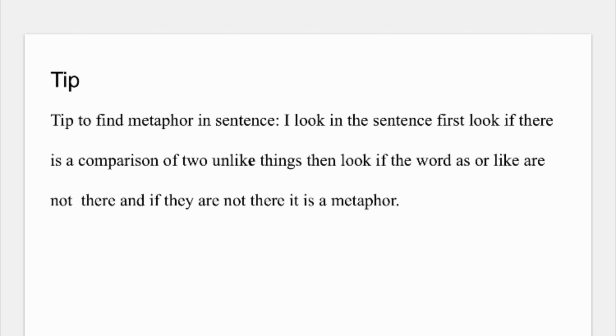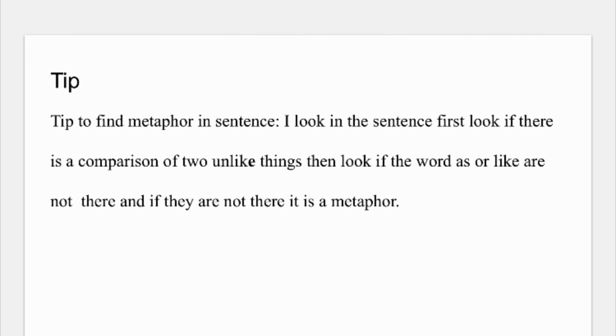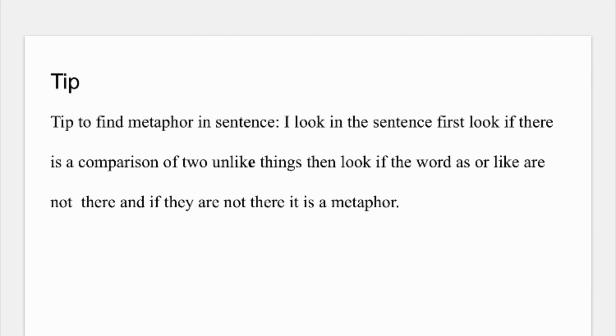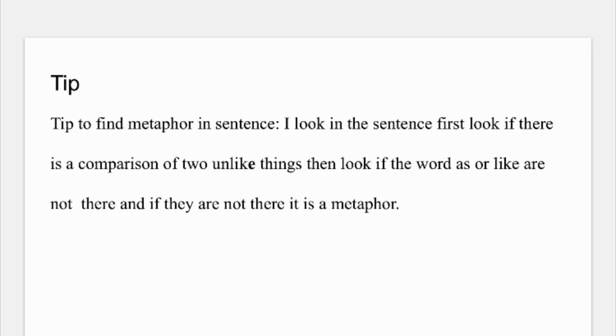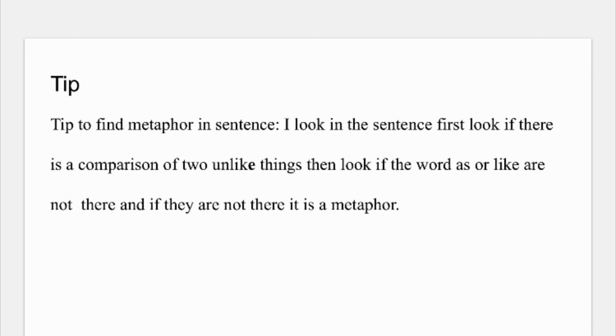A little tip to find the metaphor in a sentence. You look in the sentence first. Look if there's a comparison of two unlike things. You look if there are two unrelated things. If it's right there, it's a good start to a metaphor. Then you look if the word as or like are there. If they're not there, right there, you just know it's a metaphor.